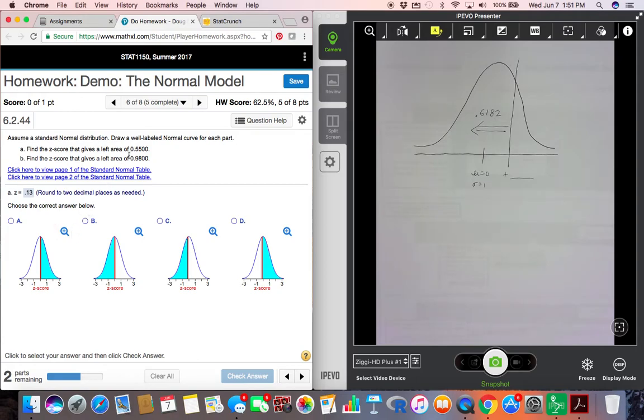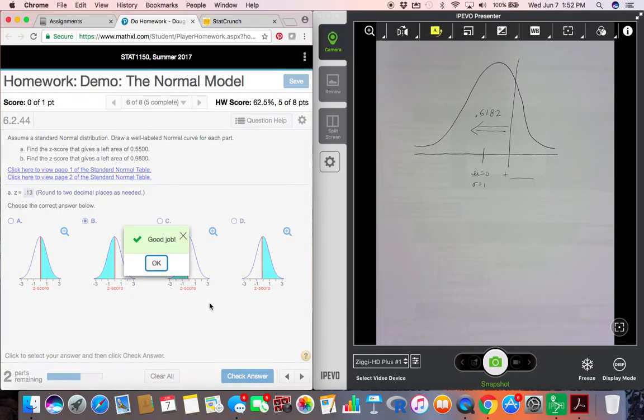So we want 0.55 area to the left. So we've got to have it shaded to the left. And so guys, it has to be B. The only two that could be right are either B or C. And you can see that this line right here is to the left of 0, so this area would be less than 0.5. So the only possible answer would be B.